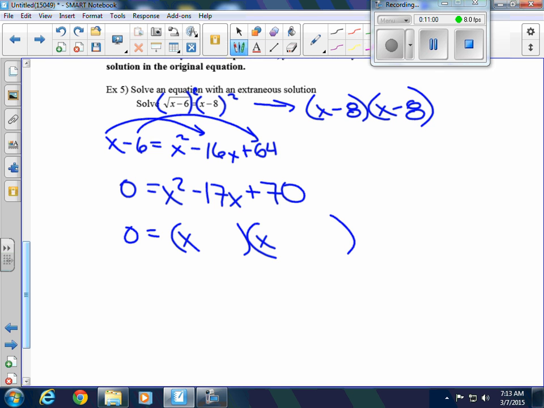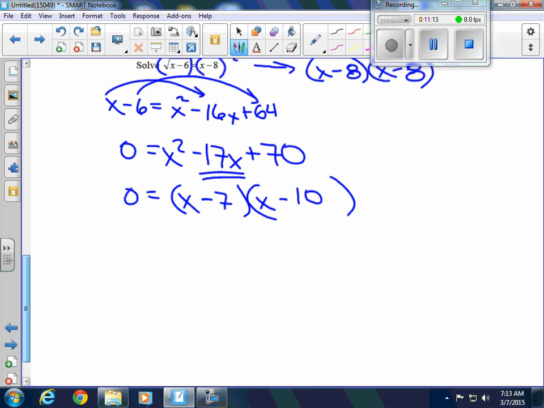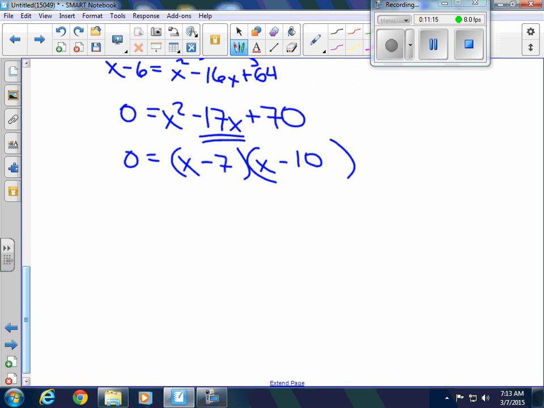So they're both negative signs. Factors of 70, we're going to go 7 and 10. Does that work? That gives me negative 10x for the outsides, negative 7x for the insides. It's negative 17x. That's what we want. So that is factored correctly. Now we have to solve it. So here, x equals 7, and here, x equals 10. So those are the two solutions.